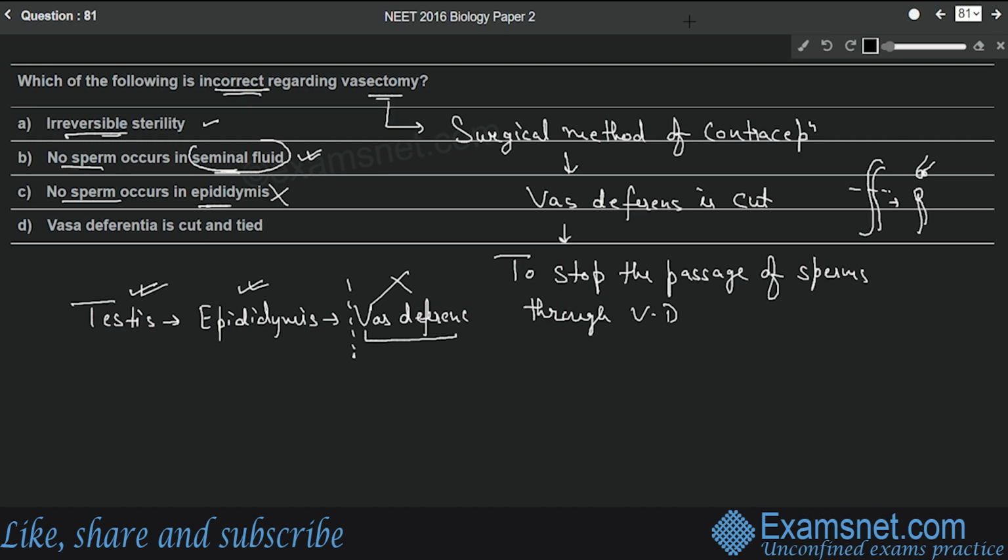Then the third one is no sperm occurs in epididymis. This is incorrect because we have seen that before the vas deferens, sperms will occur. Till the epididymis the sperms will occur, so this is incorrect. Then the last one is vas deferentia is cut and tied. Yes, this is also correct. So the only incorrect one is option number C, so it will be the correct answer.